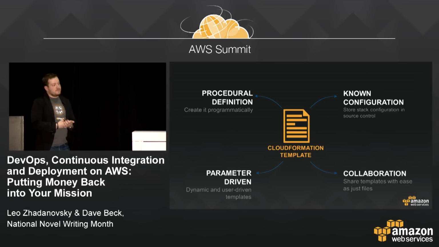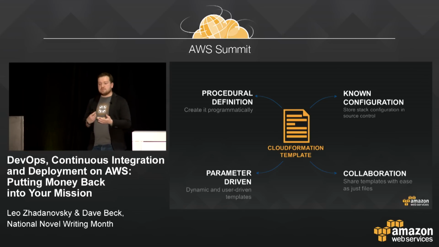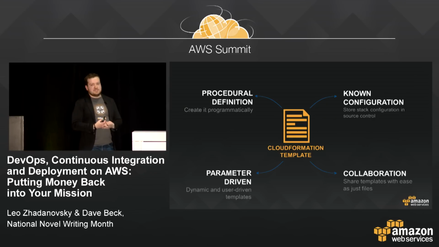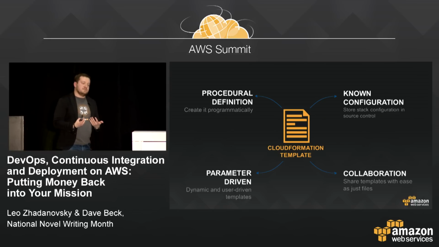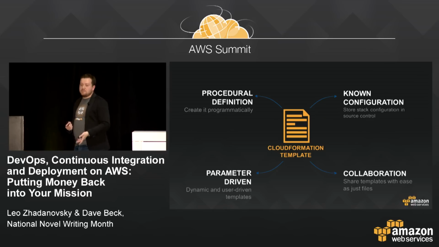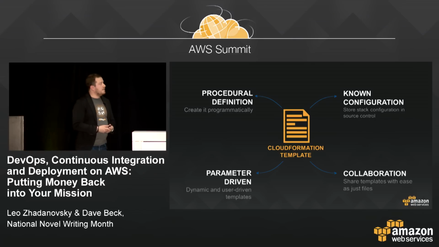It's parameter driven, so you can have one CloudFormation template that allows you to spin up multiple different environments using parameters, and it allows you to collaborate. Ultimately, a CloudFormation template is just a file. You can store that file in your source code repository. You can share that file, so if one of your developers wants to spin up a test environment that's exactly the same as your prod environment, you just send them your CloudFormation file and they can launch it. So it's got a lot of nice things that you can do with it.